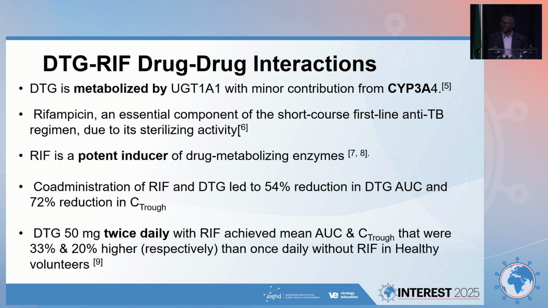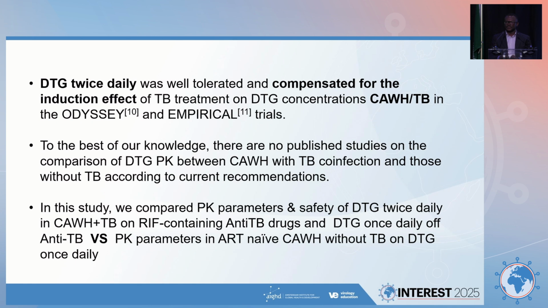Dolutegravir 50 milligram given twice daily with rifampicin in healthy adults achieved area under the curve and trough concentrations that were a third and a fifth higher than those without rifampicin. Therefore, DTG twice daily has been found to be well tolerated and compensated for the induction effect of rifampicin in children and adolescents with HIV and TB co-infection in the ODYSSEY and EMPIRICAL trials.